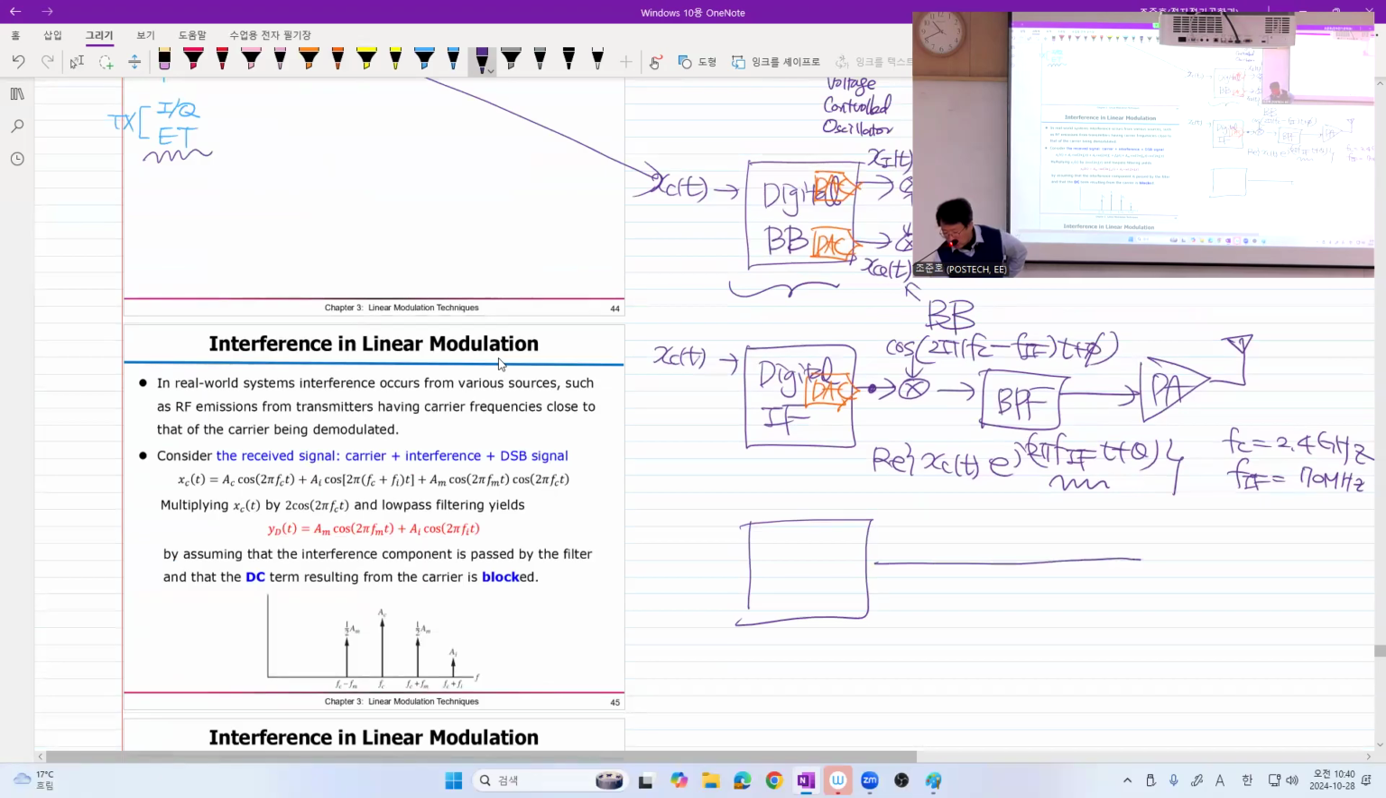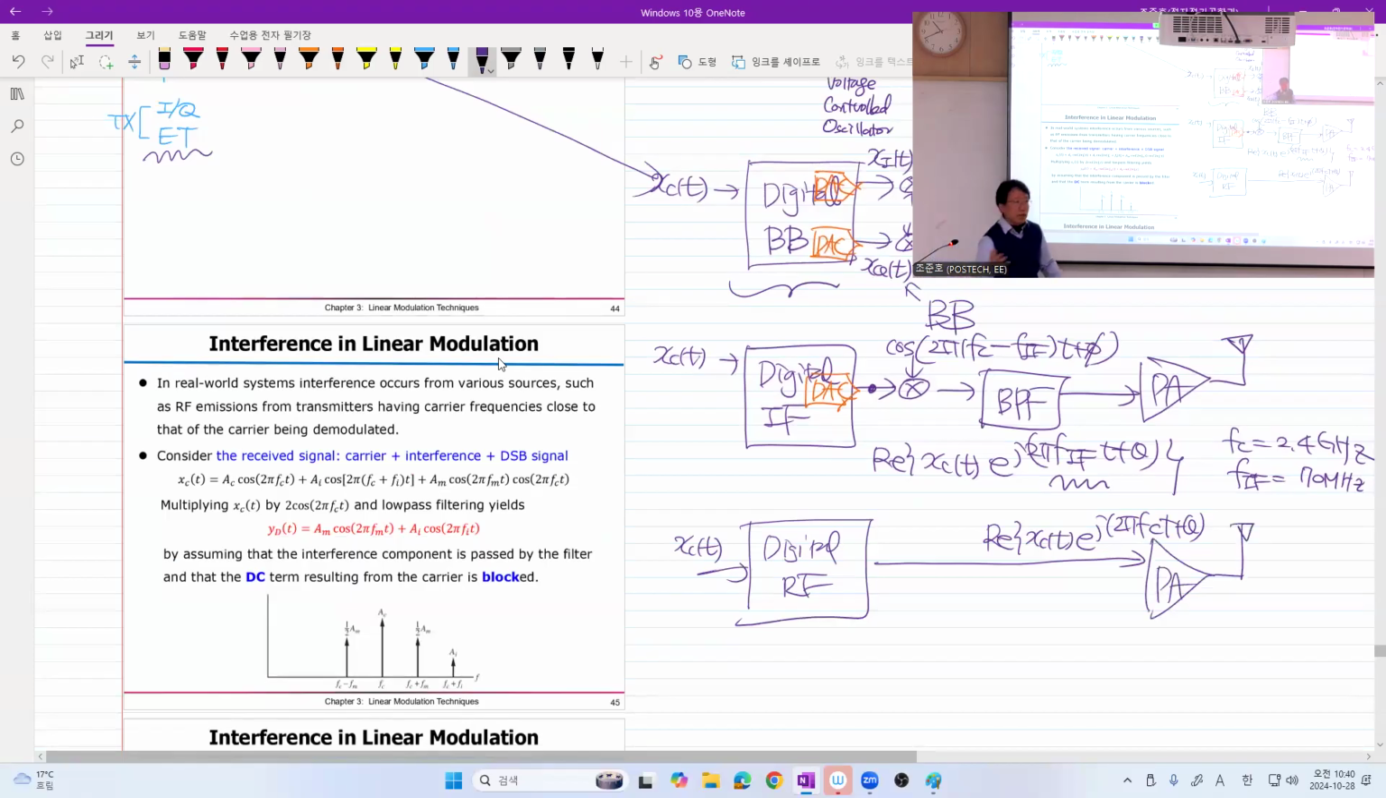They directly generate the desired signal with carrier frequency FC. So you save, of course, it's exaggerated. It seems that there is only a power amp here, but it's not. But anyway, you can save a lot of RF circuitry. Of course, if you have a very high-speed D2A converter.